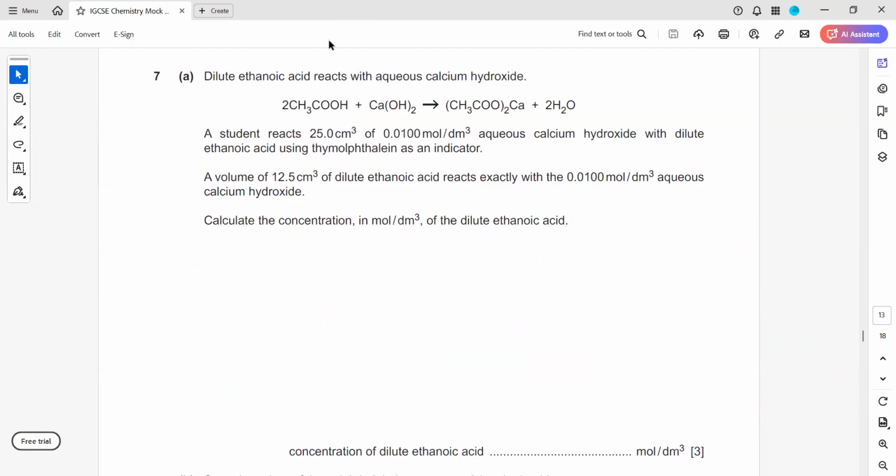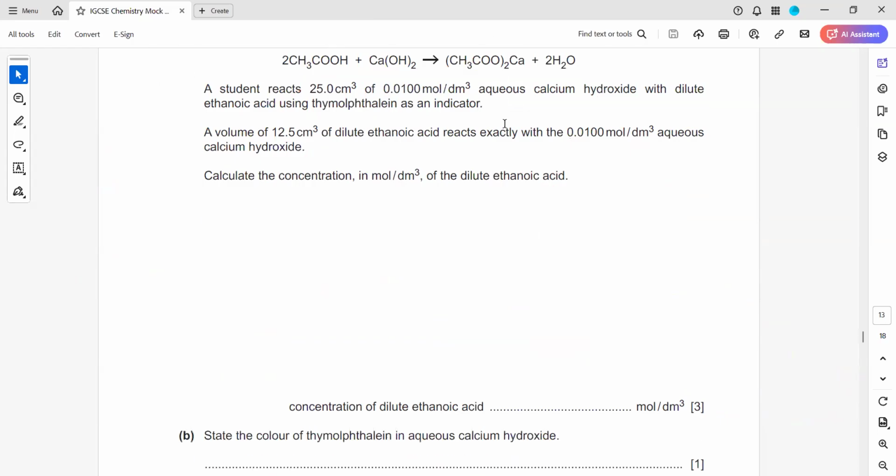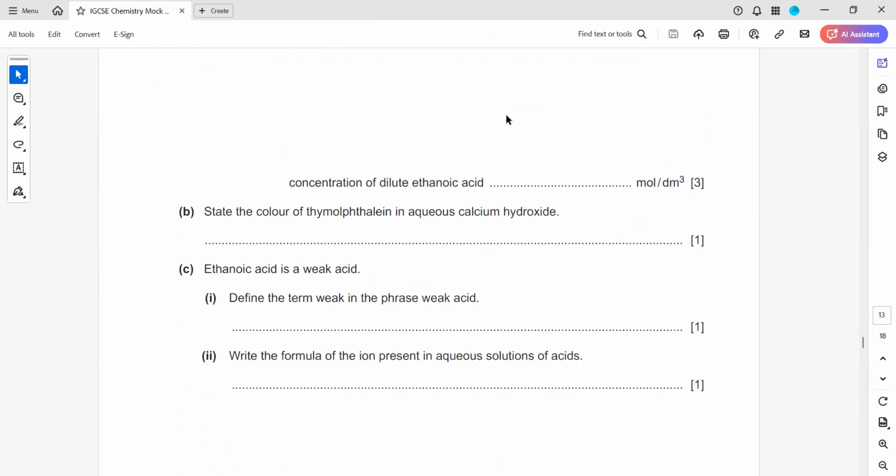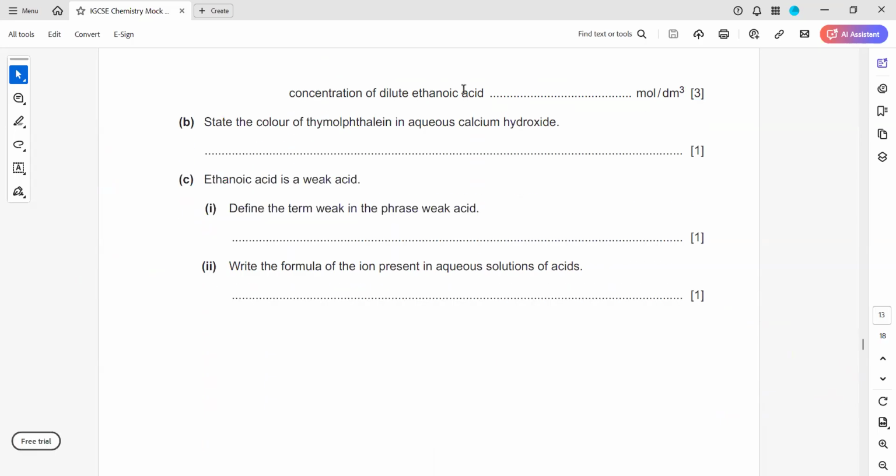You take 10 power minus 7. No, 4 exponent minus 7 is not 0.4.